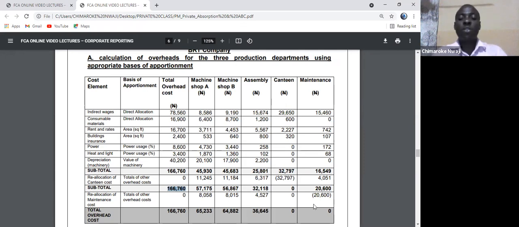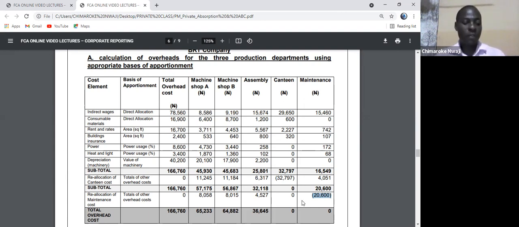After that, you will do the same thing for the maintenance. Maintenance has to go. So this is a positive figure, 20,600. You remove it by making it a negative here. And the same way you did it for canteen, you do for maintenance. So what you do now, you recalculate the whole total again.